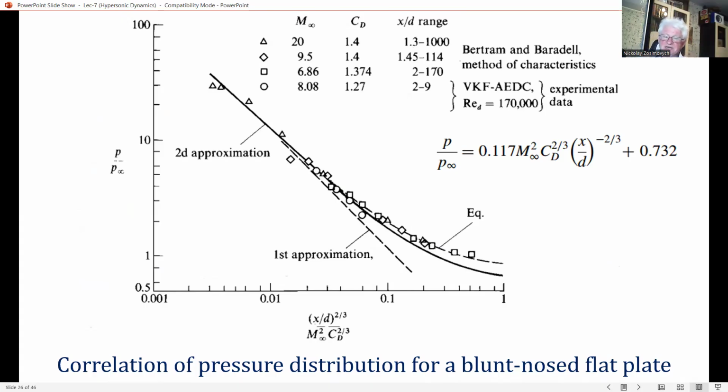With the shift, the second approximation is seen to give good agreement with both wind tunnel data and the method of characteristics.